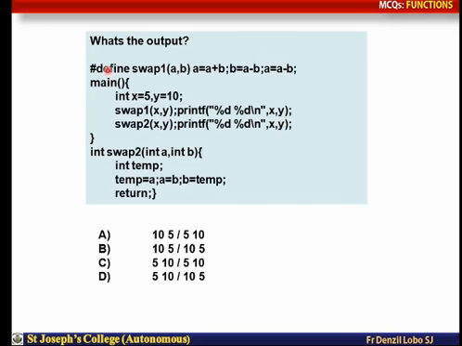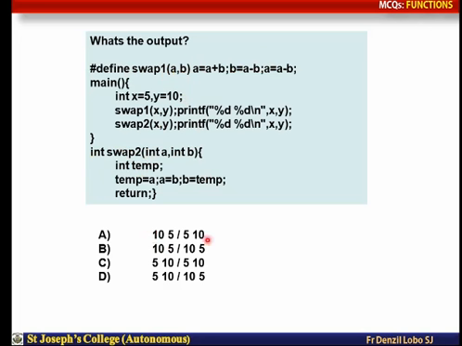Swapping here. There is a macro here, swap(a, b). This is the algorithm for swapping. What happens is the value of a will get b's value and b will get a's value. There is one more function you have written here, swap2(int a, int b). So let us see what is the answer out of this.